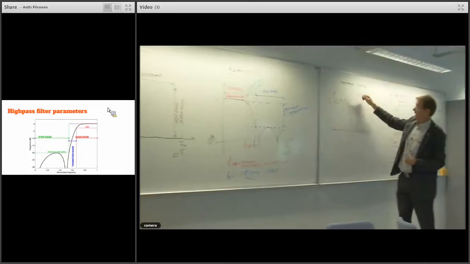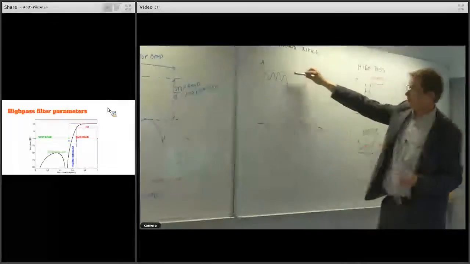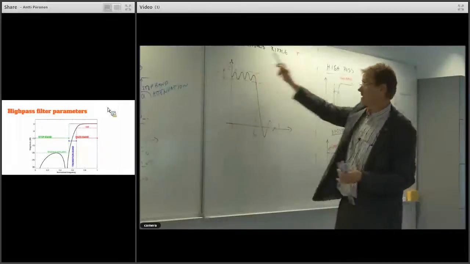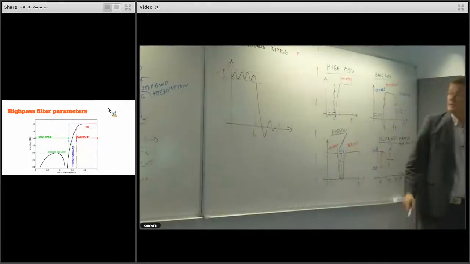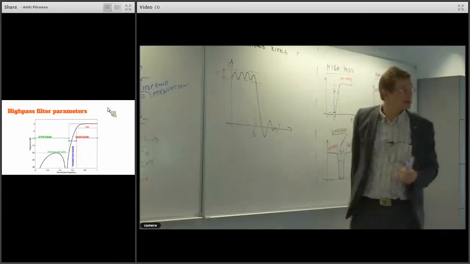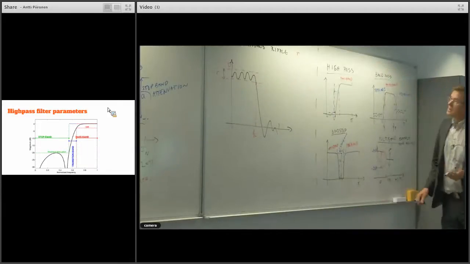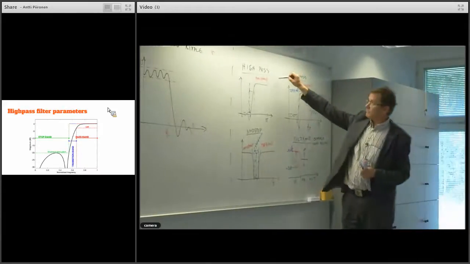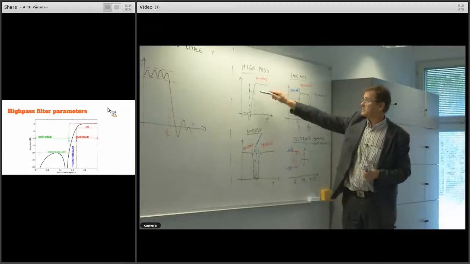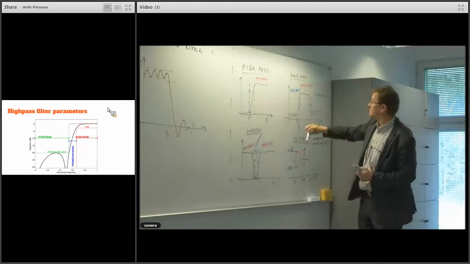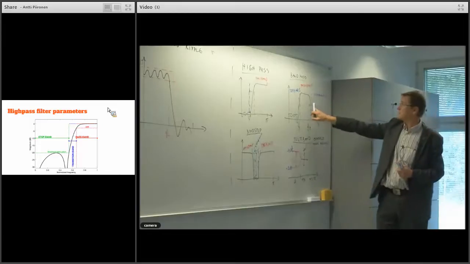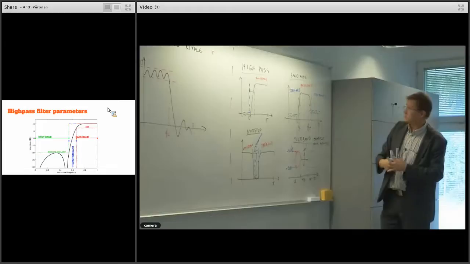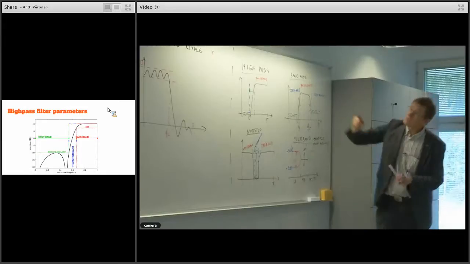A filter may have a non-flat pass band, and then it's called ripple: how many dBs of ripple it has on the pass band. Other filters than low pass, we also have high pass, where the pass band is on the high frequencies, or band pass, which has the pass band in the middle here.